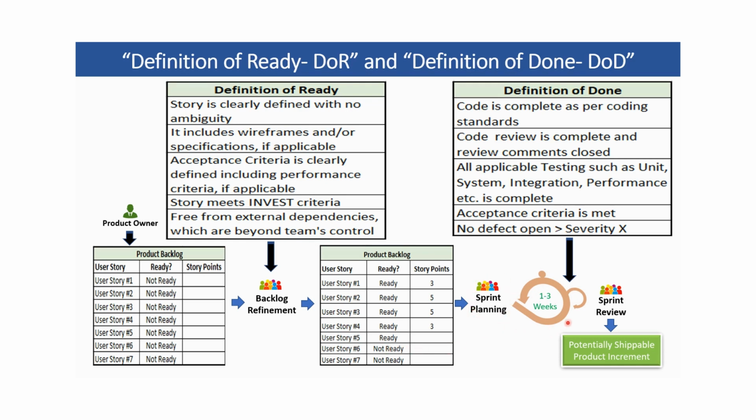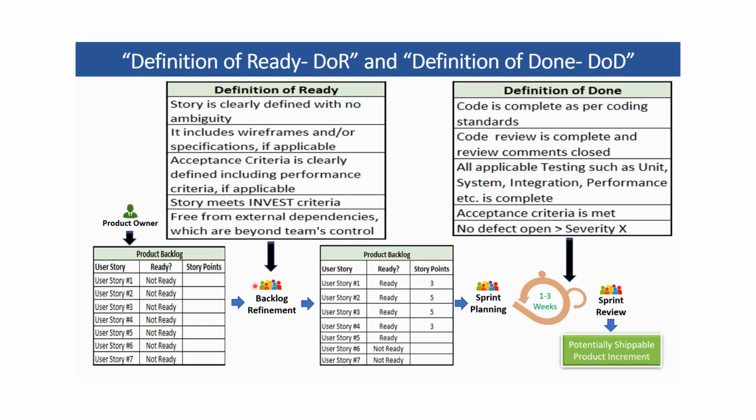Then we have a sprint, and the sprint can be anything between 1 to 3 weeks. Mostly the teams have either a week of sprint or 2 weeks of sprint. In the beginning of the sprint, the sprint planning meeting happens. Okay, so now what is the definition of ready?